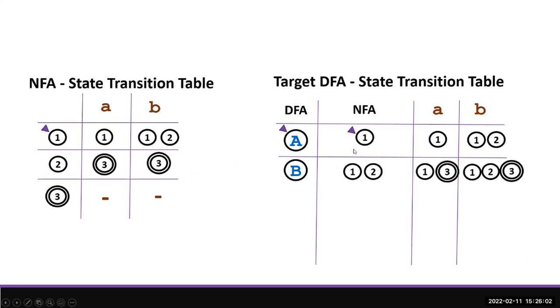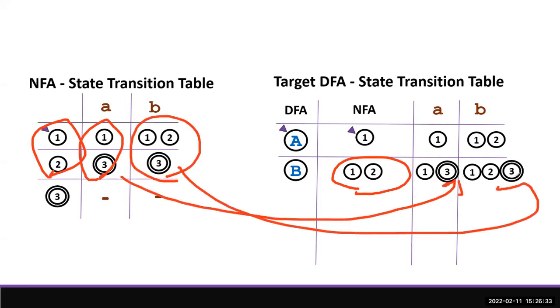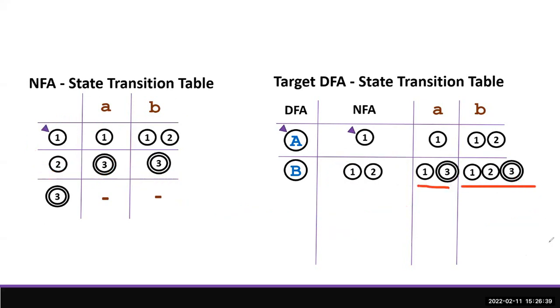For state 1 or 2, if you take A, you must stay at state 1. If you take B, you will stay at state 1 or go to state 2, so these are two possible states. Let's look at it. You combine 1 and 2 and put it over here. Apparently, you generate another state C and state D now. These are two different states, different from your NFA states here.